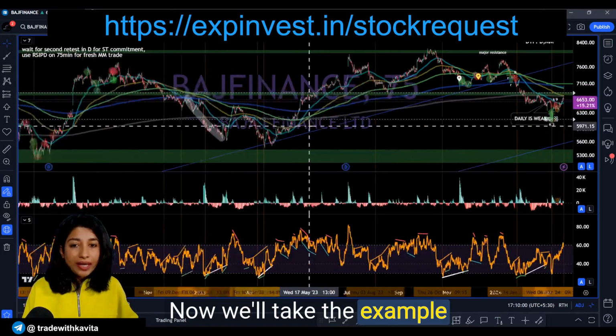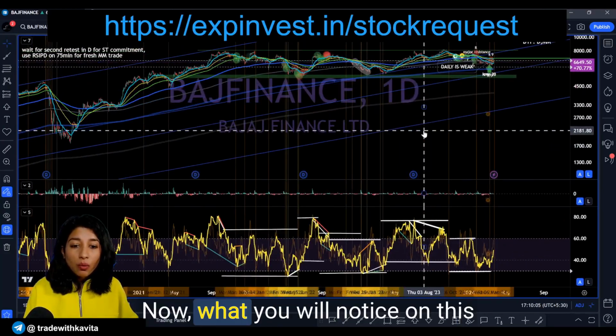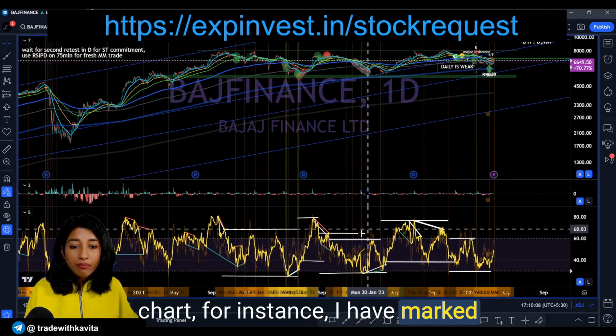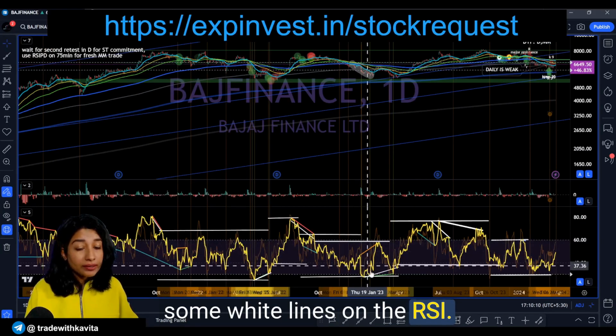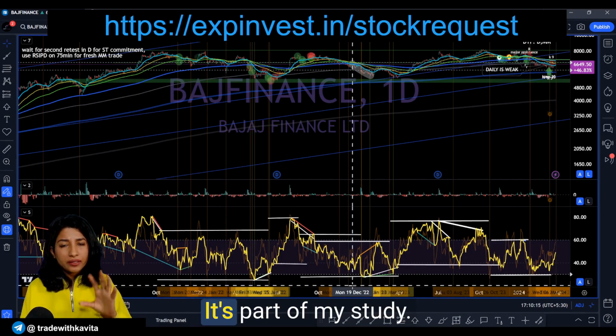Now, we'll take the example of Bajaj Finance here. Right? This is a 75-minute time frame and this is a daily time frame. Now, what you will notice on this chart, for instance, I have marked some white lines on the RSI. What these white lines are doing is very simple, and don't mind all the other lines. It's part of my study.